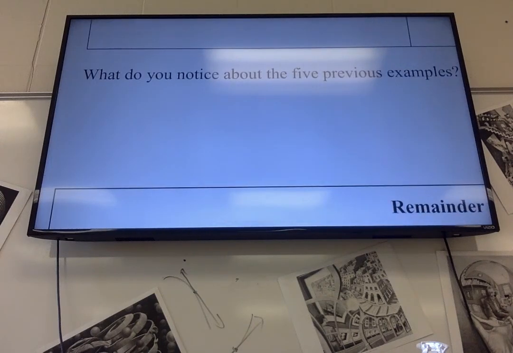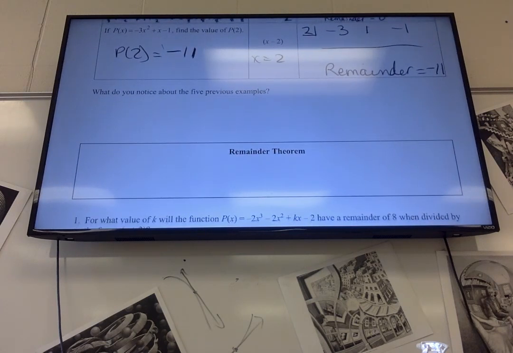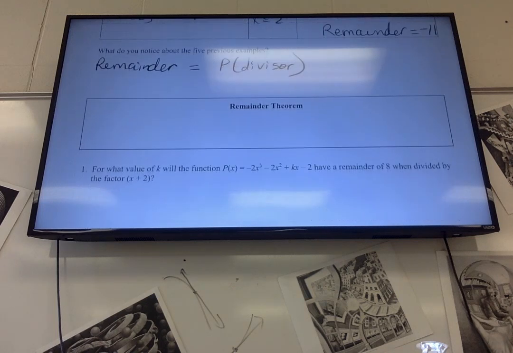So what do we notice about the previous examples? The remainder equals p of, I'm going to put the divisor. So whatever you're dividing by, if you plug in that number into the function, those two should equal each other. That is called the remainder theorem.